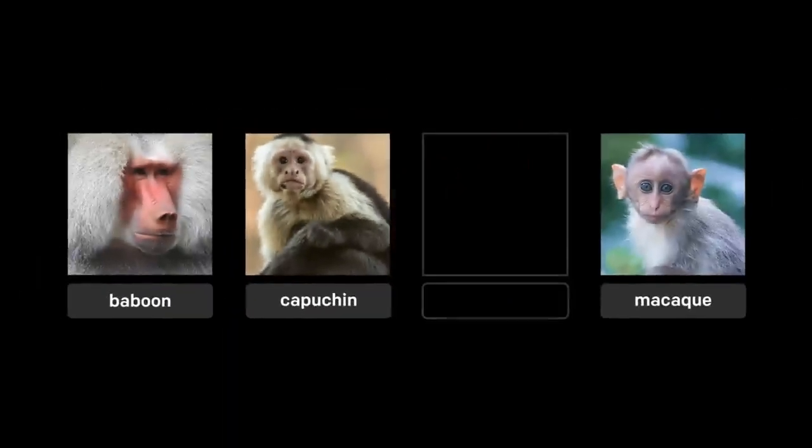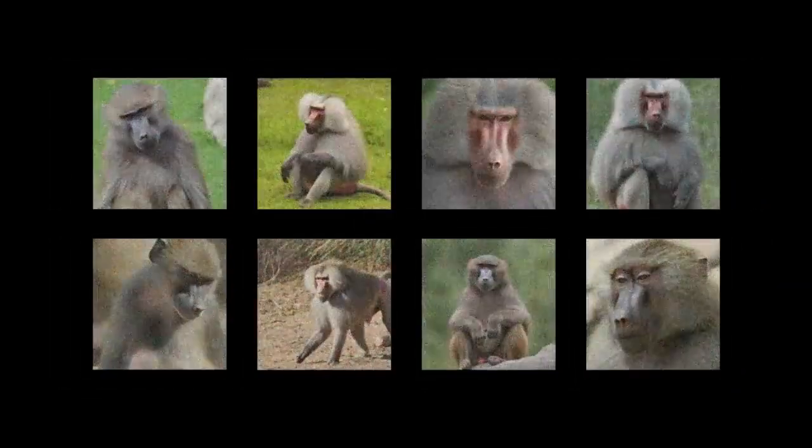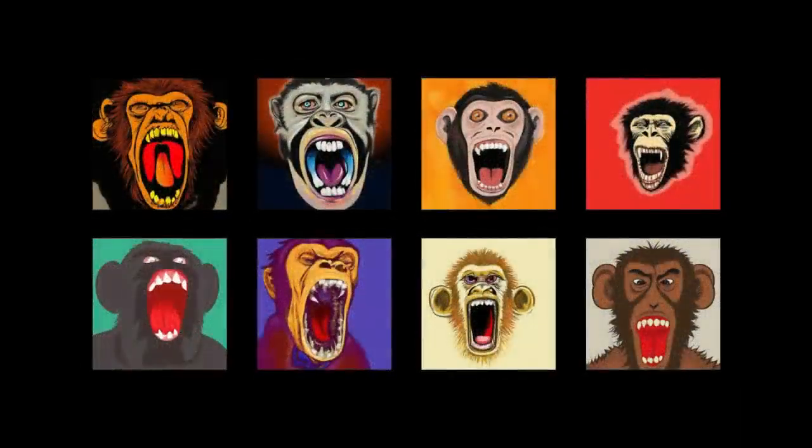DALL-E can also be limited by gaps in its training. If you type baboon and DALL-E has learned what a baboon is through images and accurate labels, it will generate a lot of great baboons. But if you type howler monkey and it hasn't learned what a howler monkey is, DALL-E will give you its best idea of what it thinks it could be, like a howling monkey.